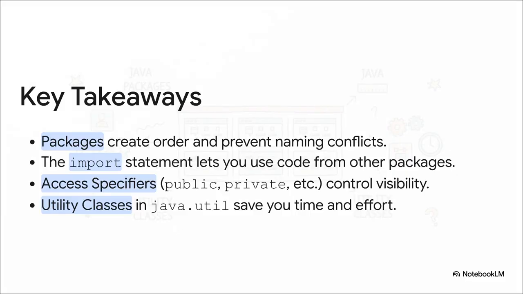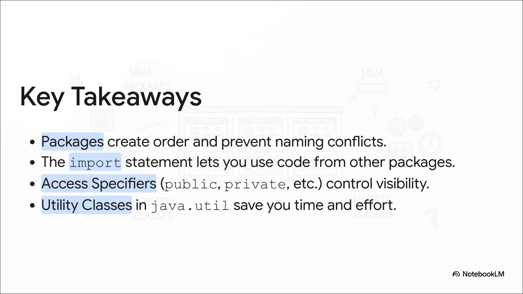So if you only take a few things away from this, let it be these. 1. Packages bring order to chaos. 2. The import statement connects your neighborhoods. 3. Access specifiers create the boundaries and privacy rules. And 4, the utility classes in java.util are your best friends.